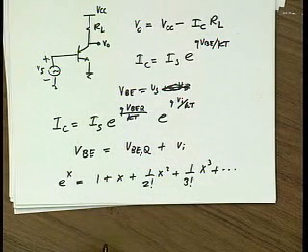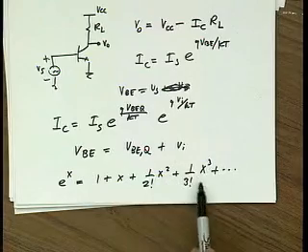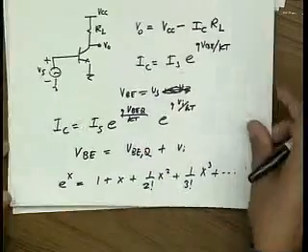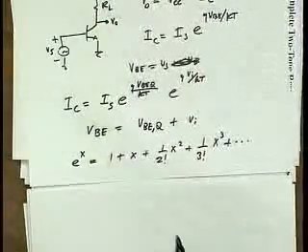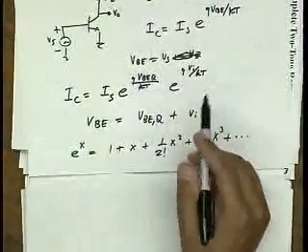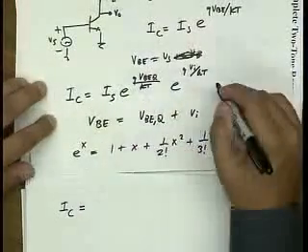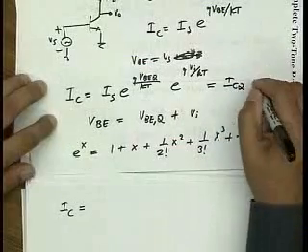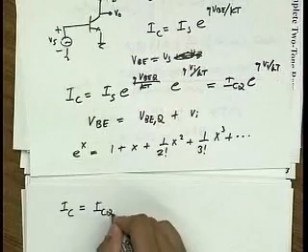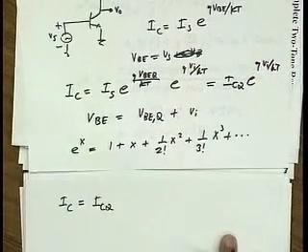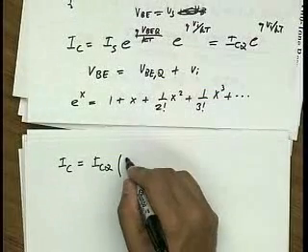Looks like that. And because we basically don't want to make things too messy, we'll keep things up to the third order term. So now let's substitute this expansion for this term here. So essentially I can write that IC is equal to ICQ e to the q V input over KT. So ICQ is just the constant bias current. And then I do a Taylor series expansion for this exponential.